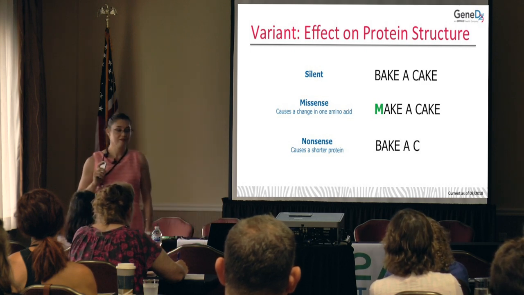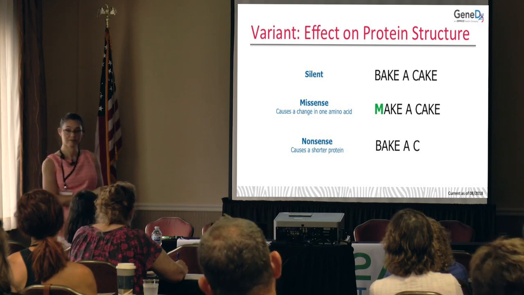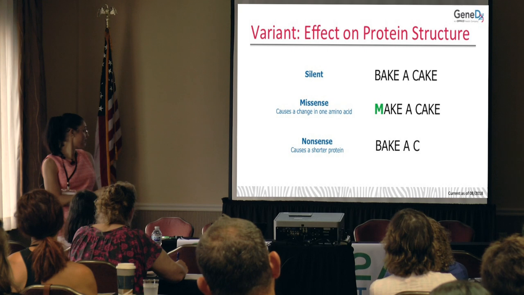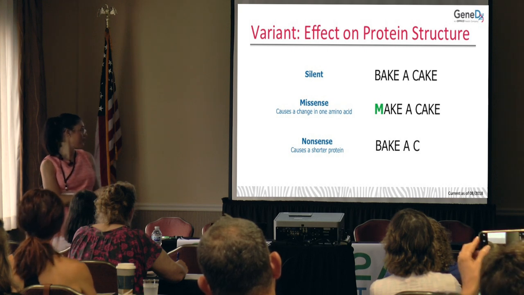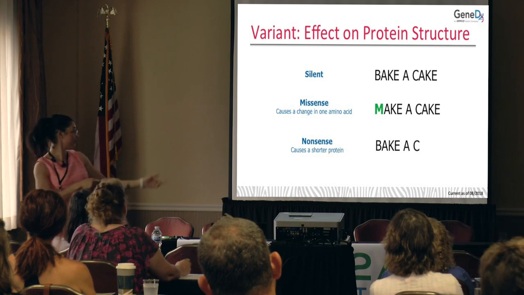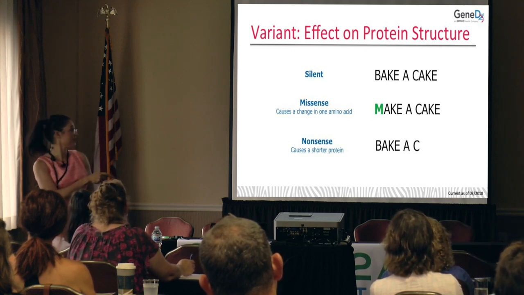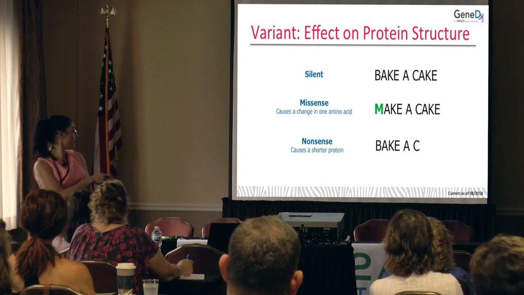Or a variant in the DNA can have an effect on the function of the protein, how it works. So there may be no effect at all. Let's say, bake a cake. Those are clear instructions. There might be a variant in that person's DNA. There are many variants we have that are not affecting this at all.